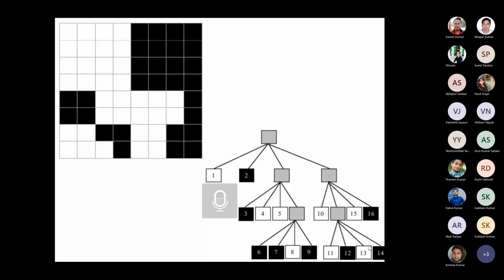This is the solution. Check whether all of you are getting the same solution or not. So that's it from my side for today.